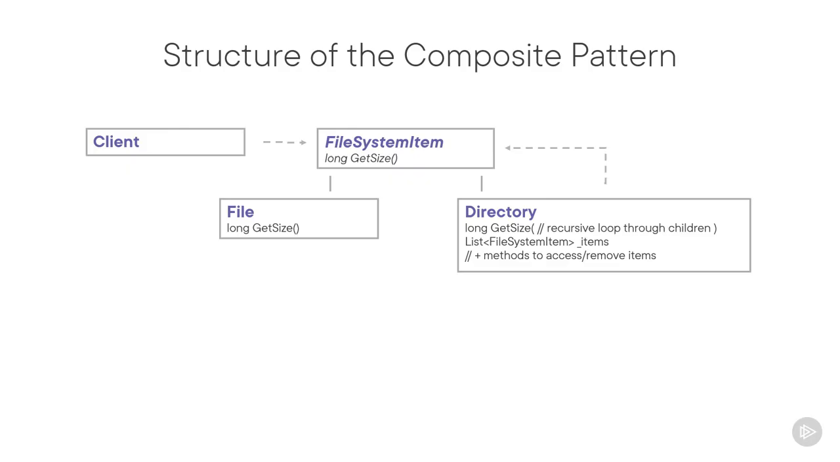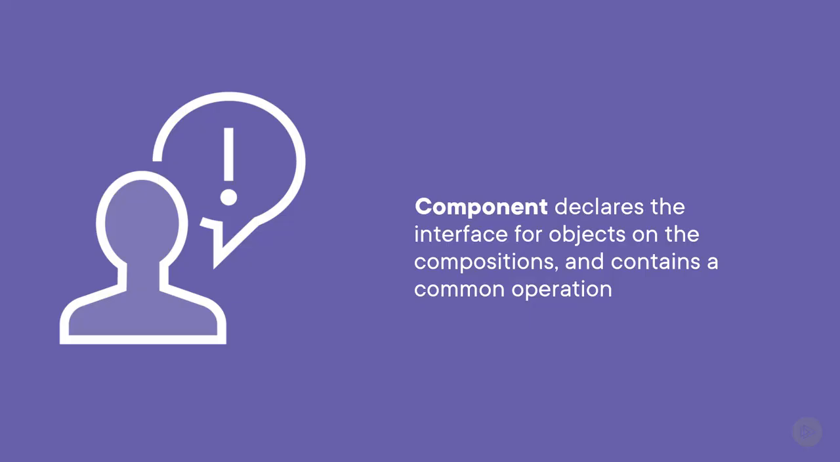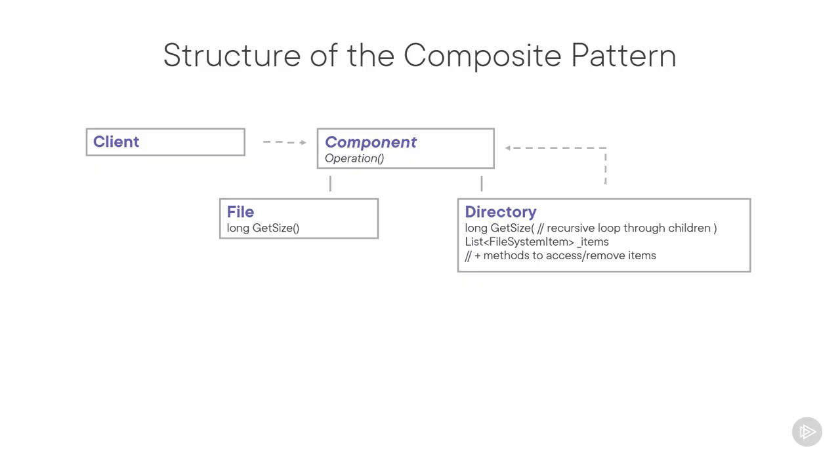Our base object, that's a file system item, is what maps to a component. This can be implemented as an interface or an abstract base class. This component thus declares the interface for objects in the composition and potentially implements default behavior, which is possible if you implement it as an abstract class. It also contains a common operation. That common operation in our example was the method to get the file system item size.